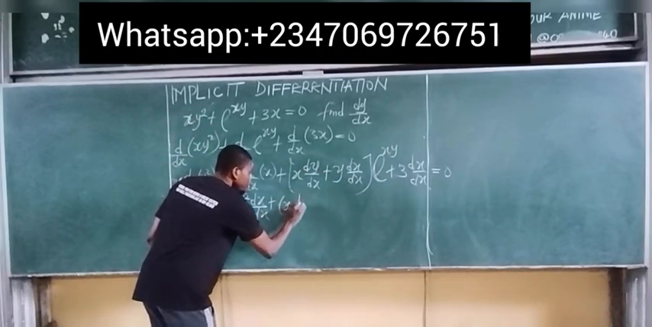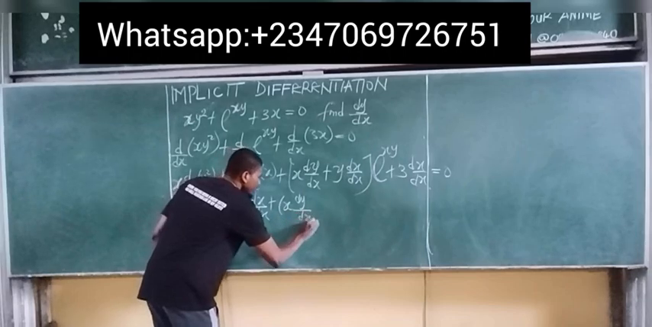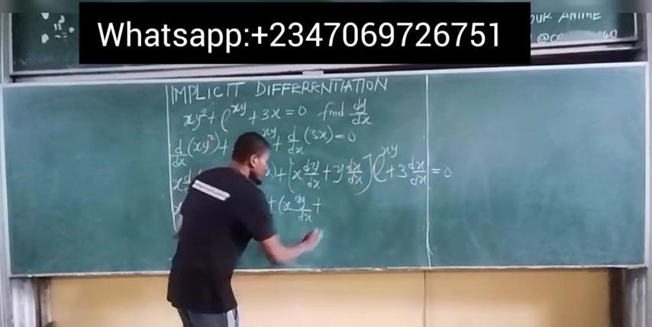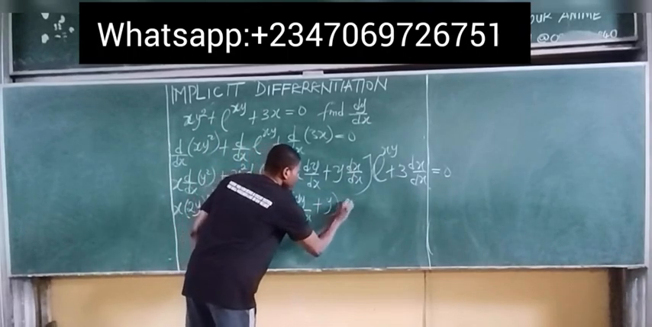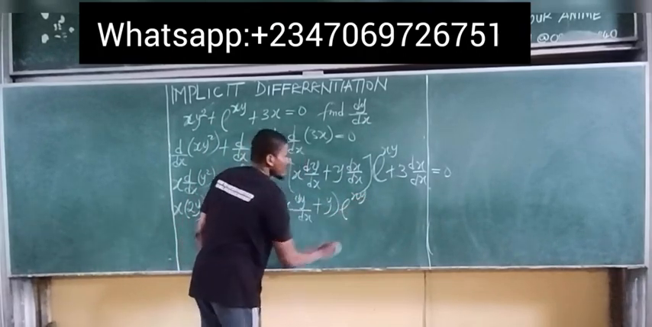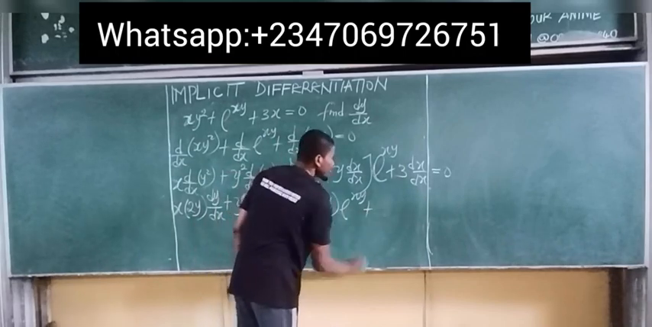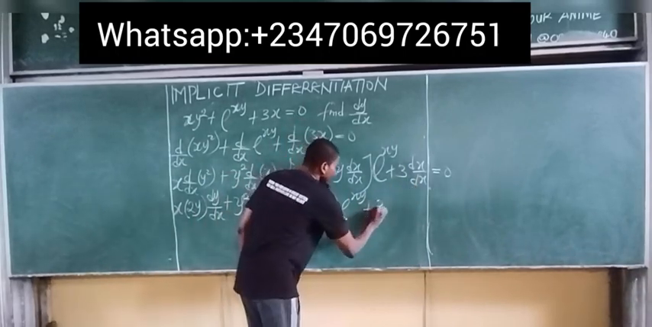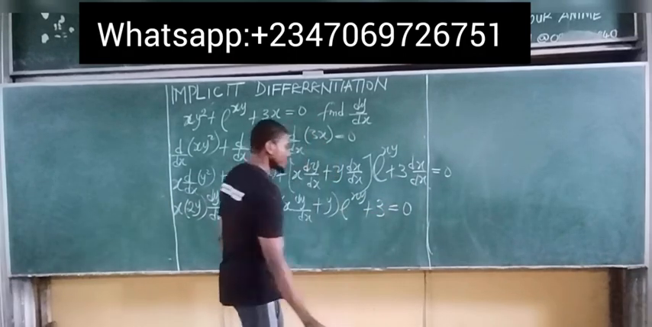This becomes x dy over dx, plus, and of course the dy over dx here is 1. I'll simply have plus y multiplied by exponential xy, plus, of course same here, the dx over dx is 1, so I'm left with 3, plus 3 is equal to 0.